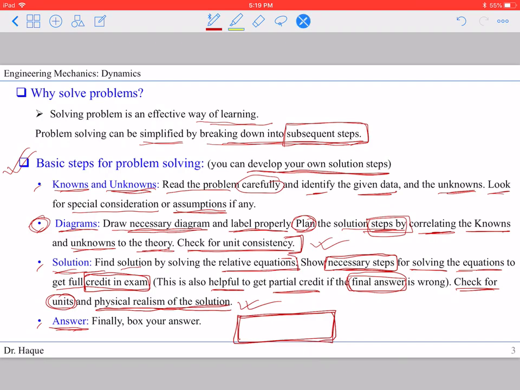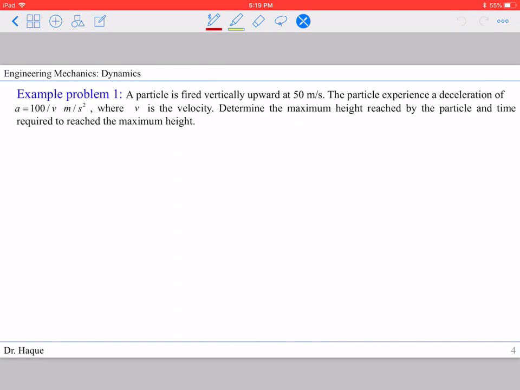Alright, so let's move ahead and solve some problems. Today we're going to solve 3 problems. The first example problem says a particle is fired vertically upward at 50 meters per second. So this is a given, so let's find out the knowns.